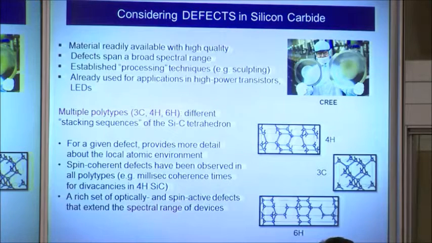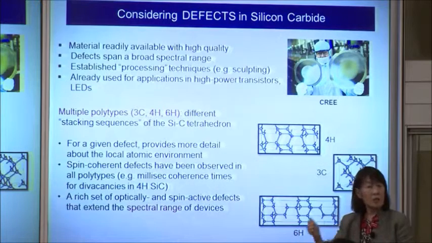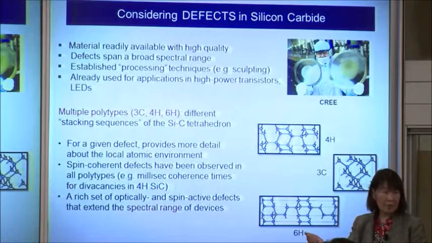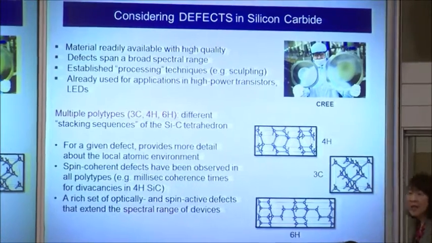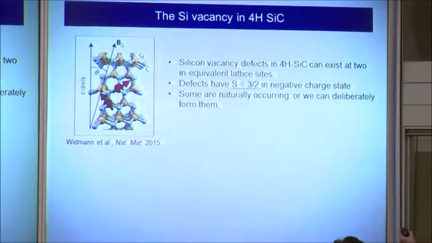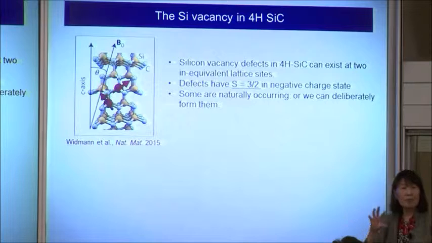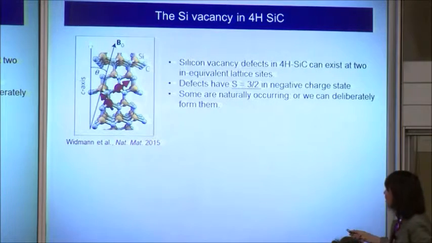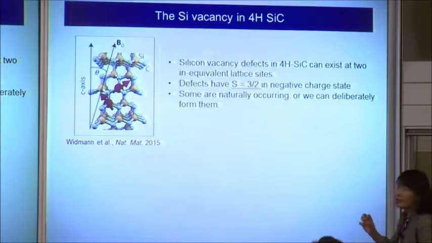And in particular, if we want to go instead of 630 nanometers, which is in the red, in the visible, perhaps we would like to find defects that emit closer to telecom wavelengths, for example, or push the wavelength out in a particular direction. So I'm going to focus the rest of this talk on a particular defect in silicon carbide. This is a model of the structure, and this is a silicon vacancy.